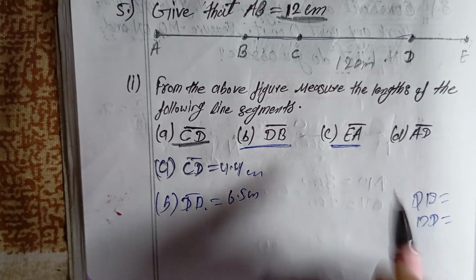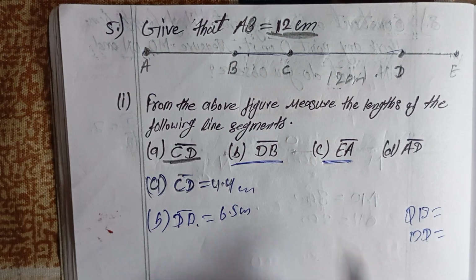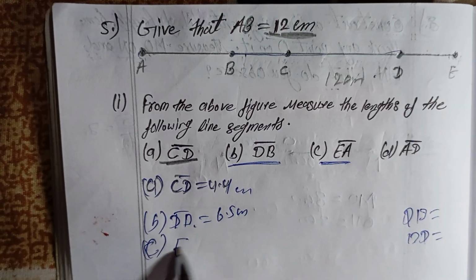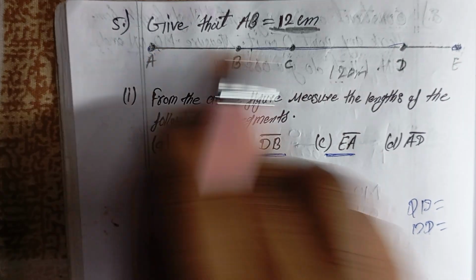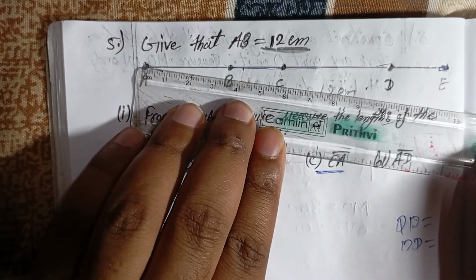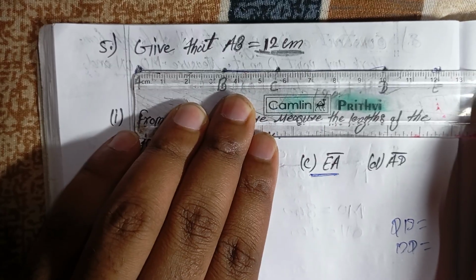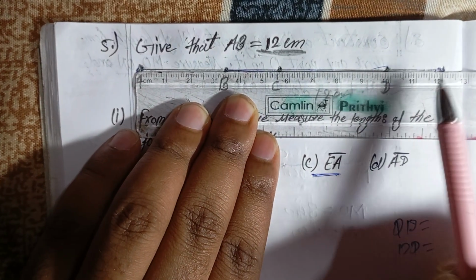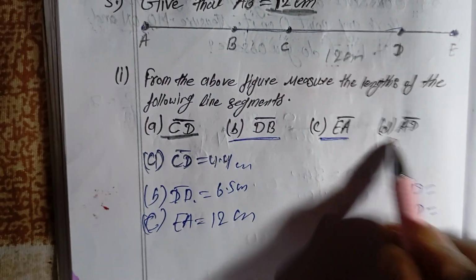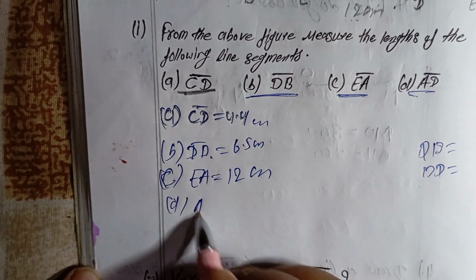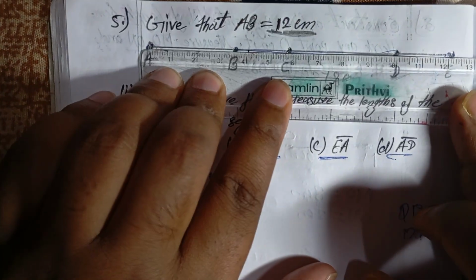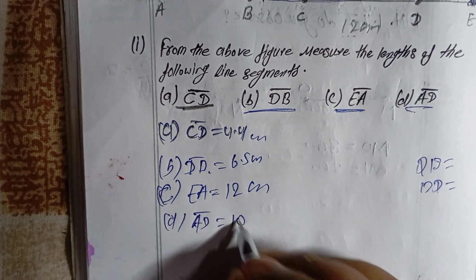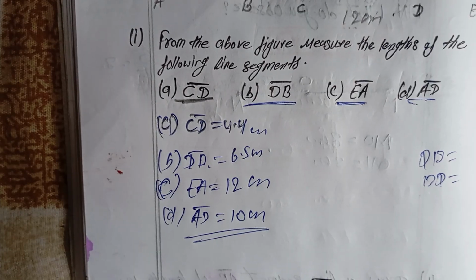Now, E to A, you have to measure from E to A. So option C: E to A, the distance is how much? 12 centimeter, because this is E, this is A. If you measure this all, it is going to be 12 centimeter only. Now AD, you have to measure AD from A to D. This is A, this is D. It is 10 centimeter. AD is 10 centimeter. Over.